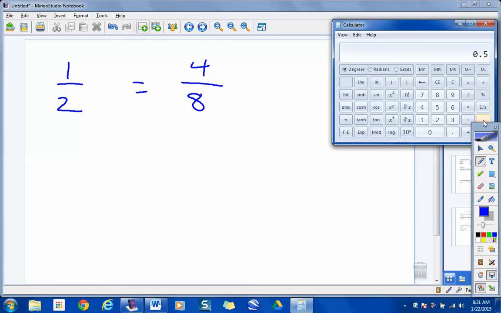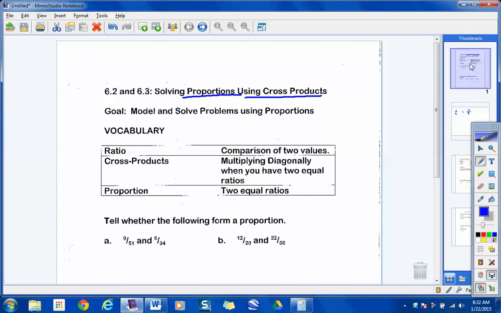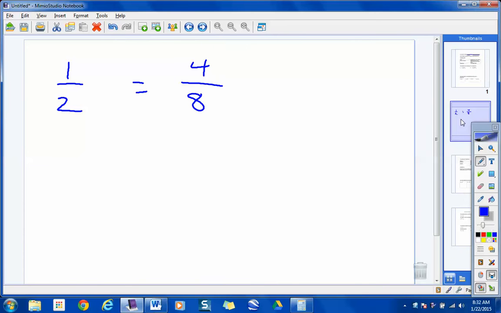Okay? Now there's another way, and actually an easier way, to check and see if ratios or fractions are equivalent. If you notice back here on the first page of your notes, it says solving proportions in the title using what? Using cross products. I'm going to go back to this right here. Cross products means this. First of all, what's the word product mean? What operation am I indicating? Multiplication, you bet.